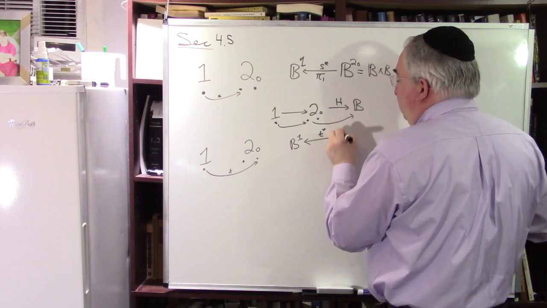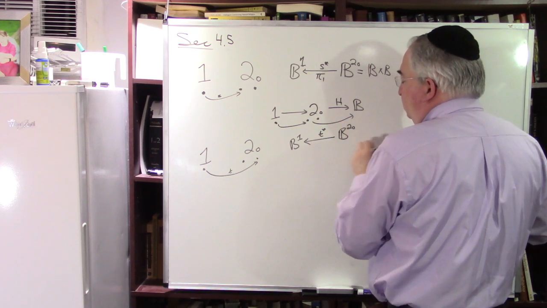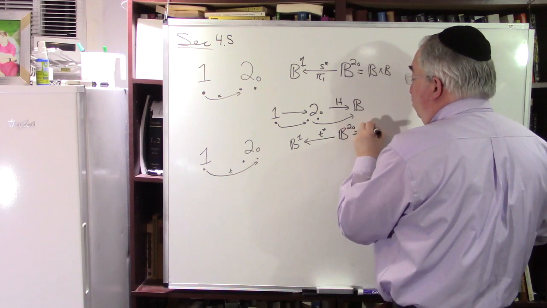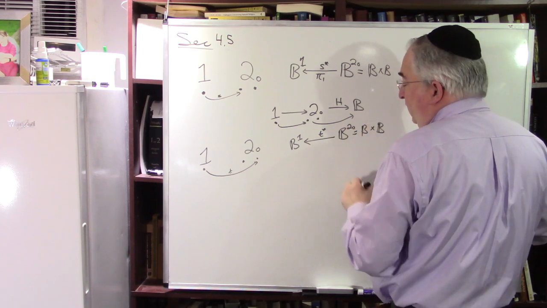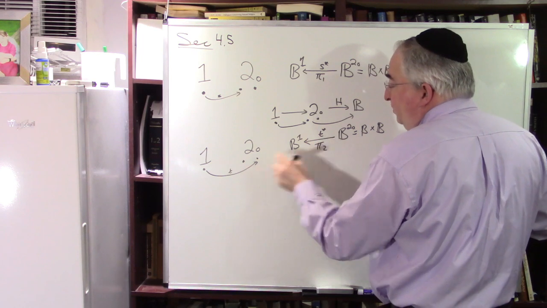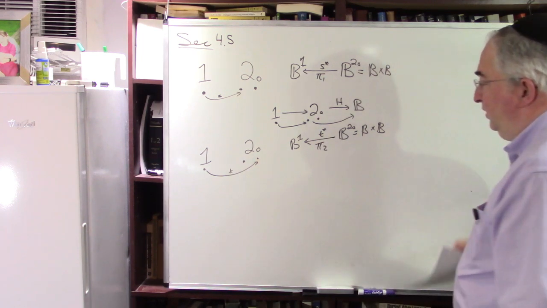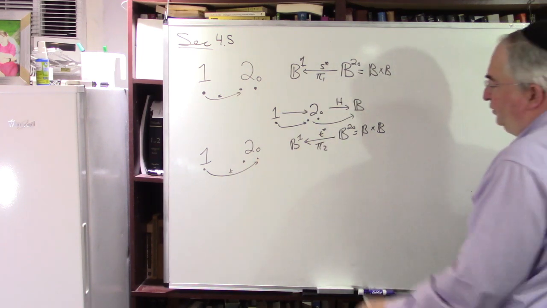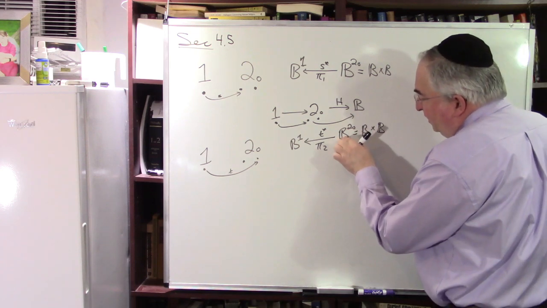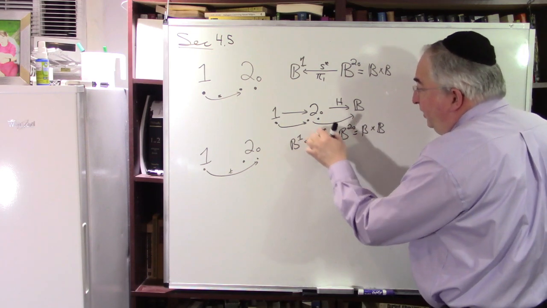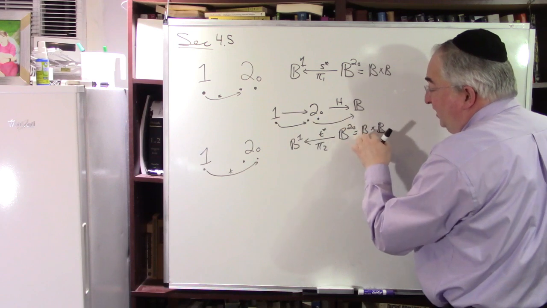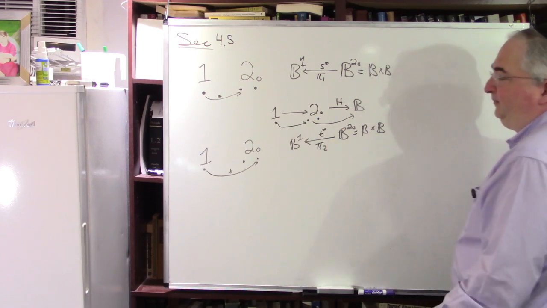And this is basically B to the 2, 0, which is B cross B. And basically this is the second projection function. In other words, take a functor that picks out two of those things. This one is going to pick out the second one, and we're going to get that.